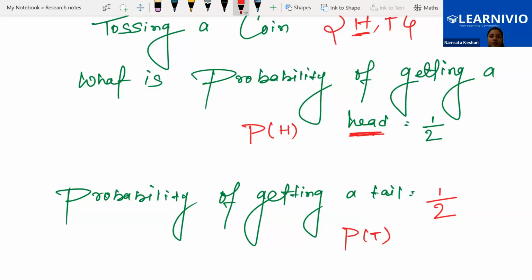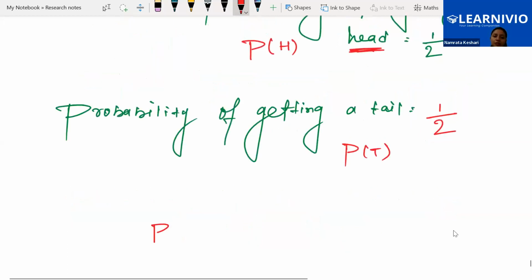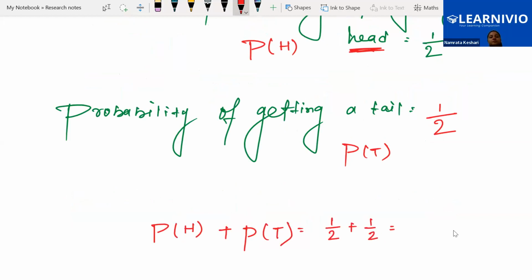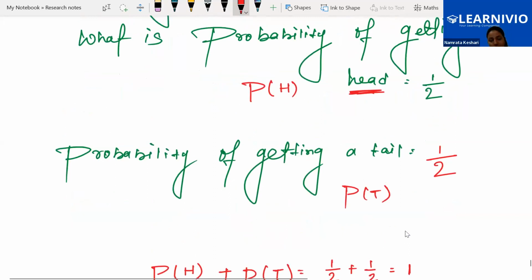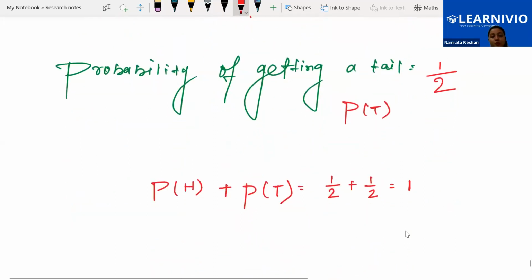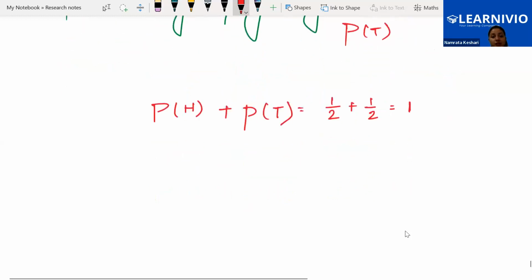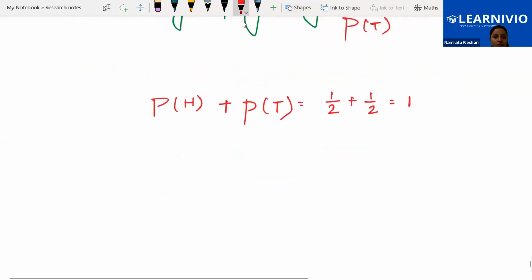Now, when we are adding the probability of getting a head plus the probability of getting a tail, what are we going to have? It is 1. When we take probability of head plus probability of tail, 1 by 2 plus 1 by 2, that is giving us 1. We can also write it this way.